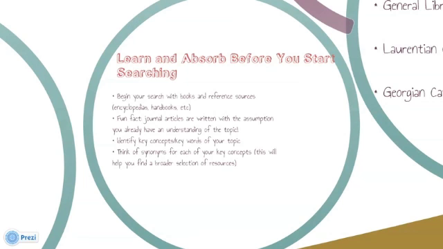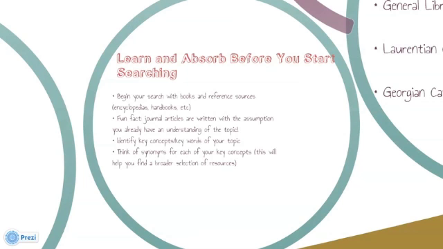I really encourage you to use encyclopedias and other reference sources first, in addition to books, which I'll talk about also. And that is because journal articles are written with the assumption that you already have an understanding of the topic. So you're not going to get a full rundown of the background information of your topic. So it's hard to build a strong thesis when you don't have a foundation of the topic in general. So you have to start with the most general sources possible.